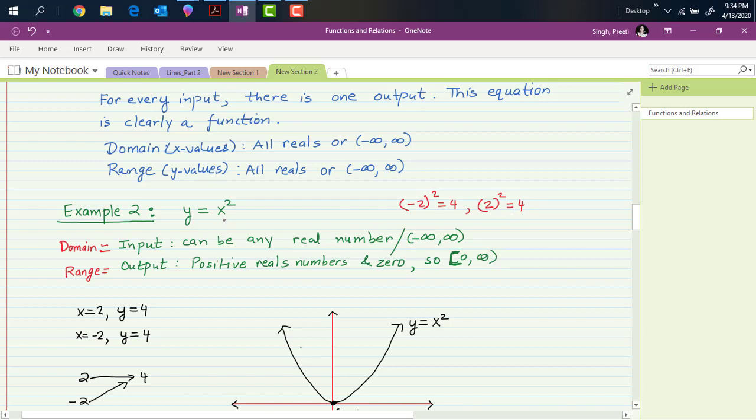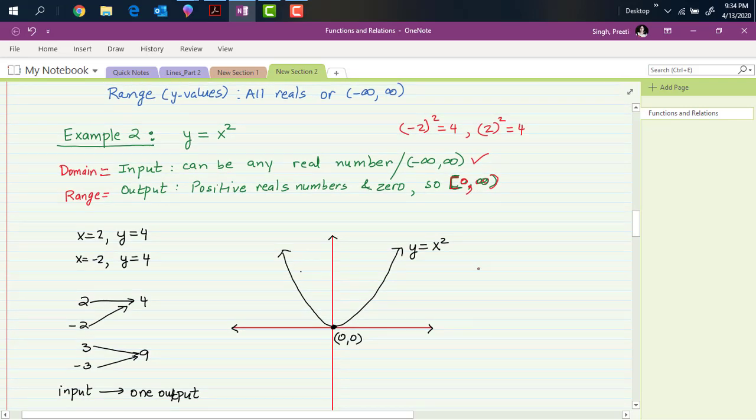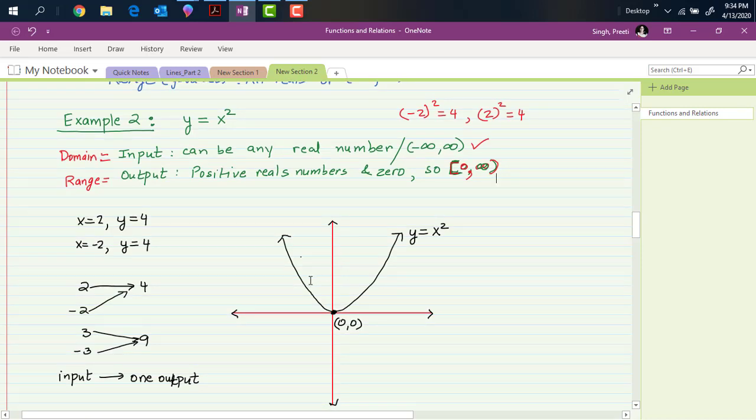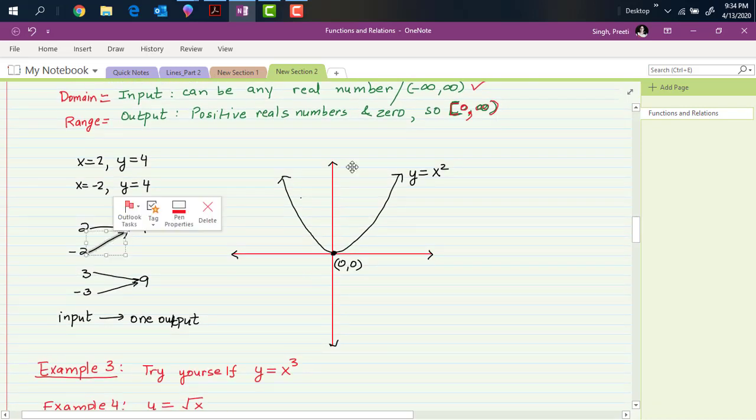So the inputs could be any real number, but the outputs are only positive or 0 square, which is 0. So the outputs are, if you look here, the square bracket 0 to infinity, right? That's your outputs. The graph of this is a parabola, which is a U-shaped graph as shown in the picture right here.